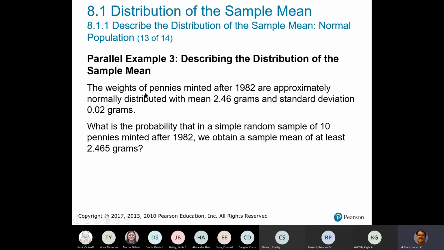Here's an example right here. The weight of pennies minted after 1982 are approximately normally distributed with a mean of 2.46 and a standard deviation of 0.02. What is the probability that in a simple random sample of 10 pennies, we obtain a sample mean of at least 2.465? Now write this down because this is a test question.